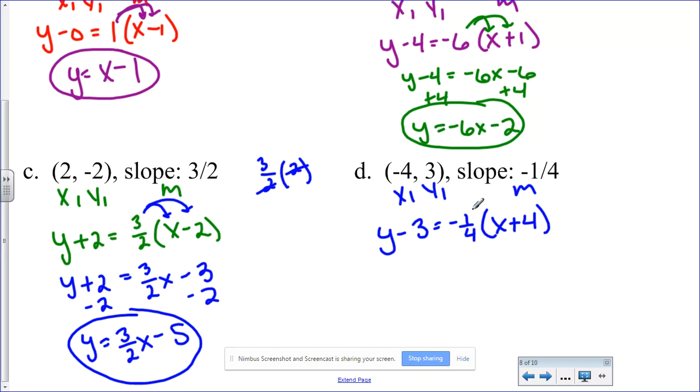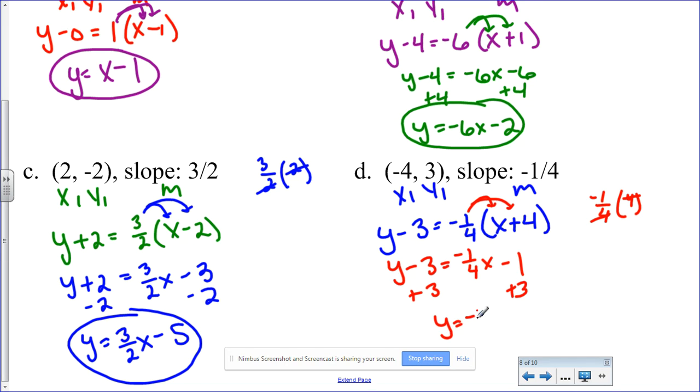We're going to go ahead and distribute to change to slope-intercept. So -1/4 times x, and then -1/4 times 4. Those end up canceling. I just have -1. Last step is to add 3 to both sides. So I get y equals -1/4 x plus 2.